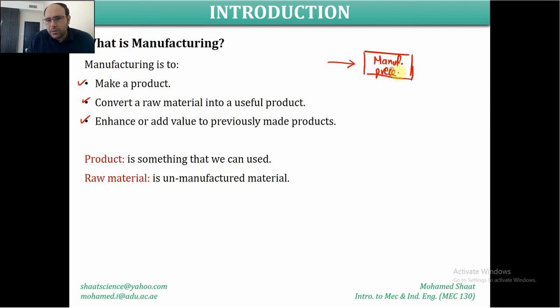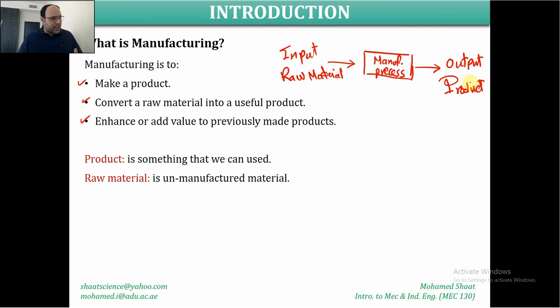Process. And we should have an input to this manufacturing method. This input will be known as the raw material. And after the manufacturing, this is the output of the manufacturing process, and we can give it the name product. So we can count the product as the output of any manufacturing process. But the input to this manufacturing could be considered as a raw material for this specific manufacturing method.